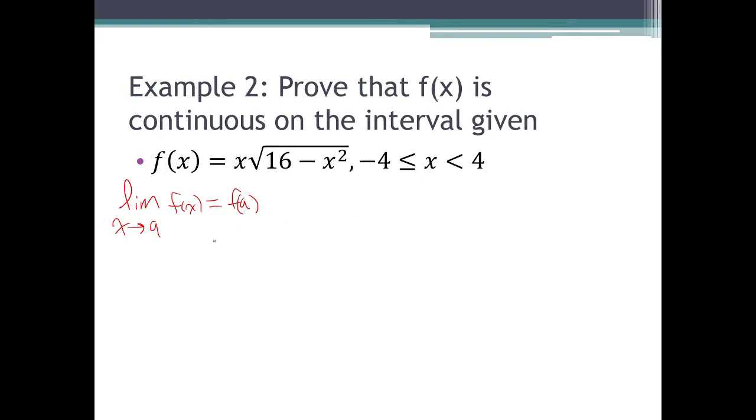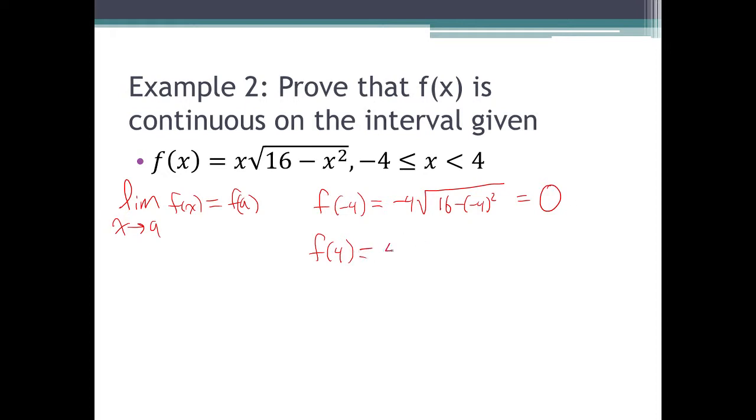Let's take a look. I'm going to calculate the function at negative 4 and at 4, because these are the upper and lower limits of my interval. At negative 4, it's going to be negative 4 times the square root of 16 minus negative 4 squared. 16 minus negative 4 squared is 0. The square root of 0 is 0. Negative 4 times 0 is 0. So that's great. It exists.